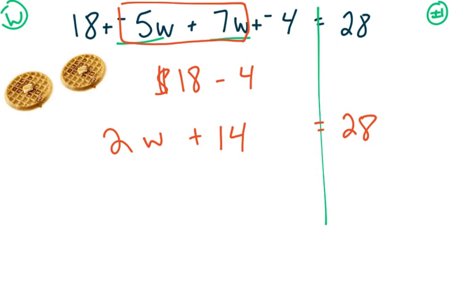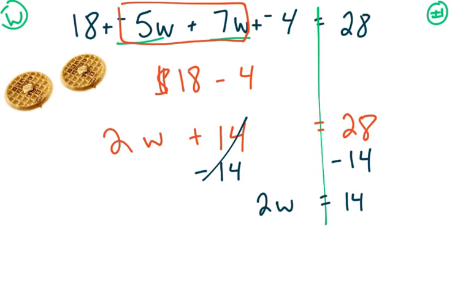Now that I've got it written like this and I still have my line on the equals, now I can start solving my equation. So I'm going to take the opposite of a plus 14, which is a minus 14. If I do it to one side, I'm going to do it to the other. So those cancel. And I know that 28 minus 14 is still 14. So 2W is left on the left side.